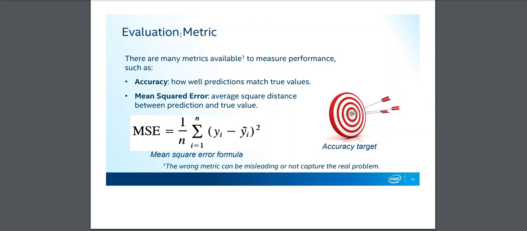So I'd mentioned the evaluation metric. We need to figure out what it is that makes our model effective or accurate. How well are the predictions matching the true values? I'm going to look at the accuracy. Well, how often did I hit my target? How big was the target?